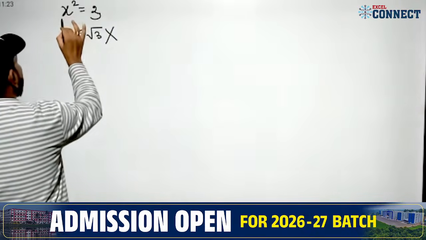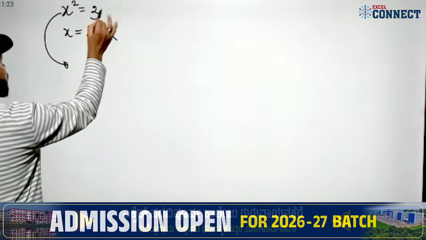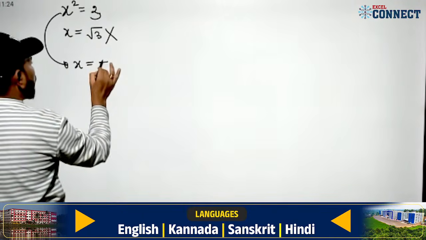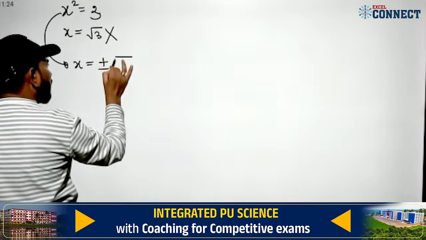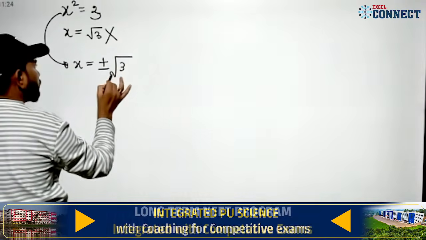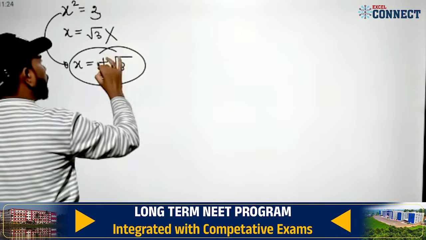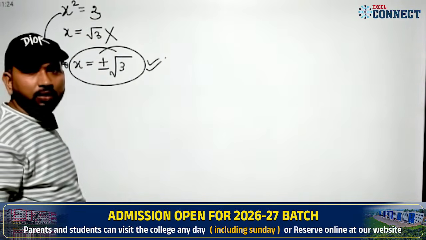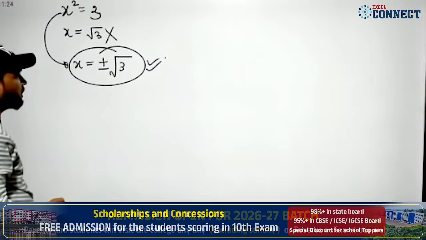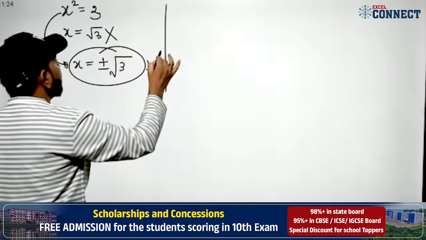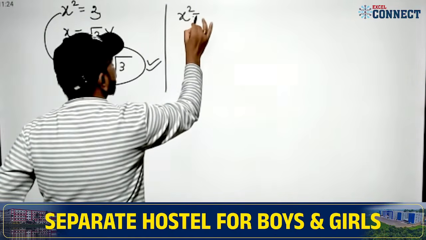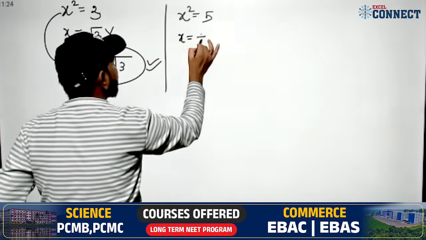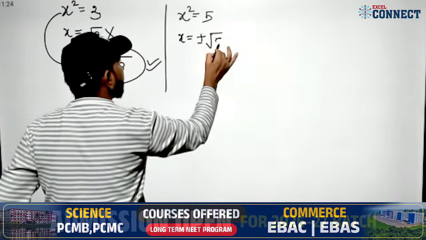If I want to take the root on both sides, then x is equal to, whenever this is given, you put plus minus directly here, then put the root of 3. So this value is coming, this is correct. Both values are the answer, not a single value: root 3 and minus root 3. If I say x square is equal to 5, then x is equal to plus minus root 5.